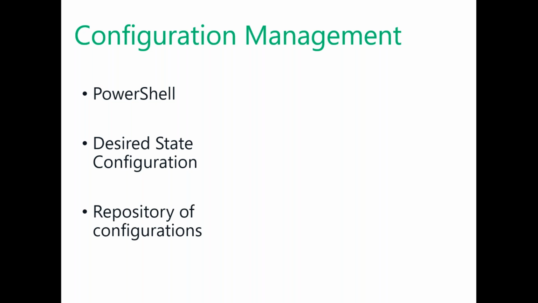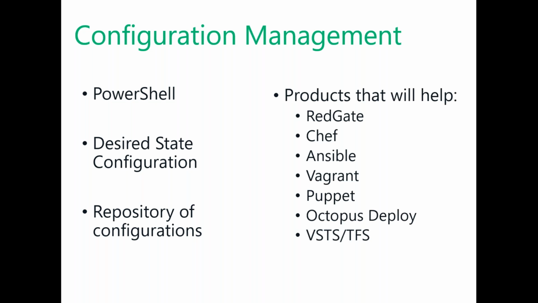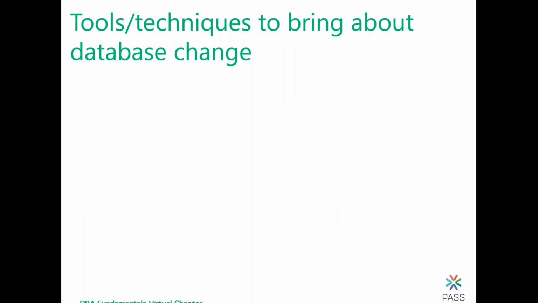And we need a repository of configurations. And by using these, it means that no human is going to click next, next, choose this, choose that, because again, humans are a little inconsistent. The computers can do all the work. There are products out there that can help us with this: Redgate, Chef, Ansible, Vagrant, Puppet, Octopus Deploy, VSTS, and Team Foundation Server. So these products can allow us to manage our configuration, to be able to declaratively configure the software or things on our servers.